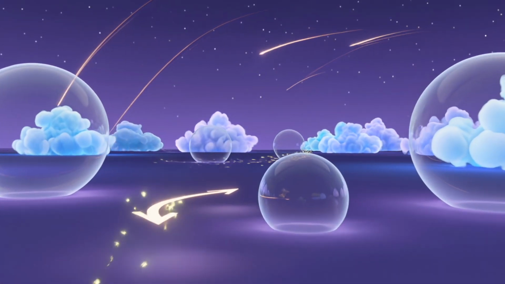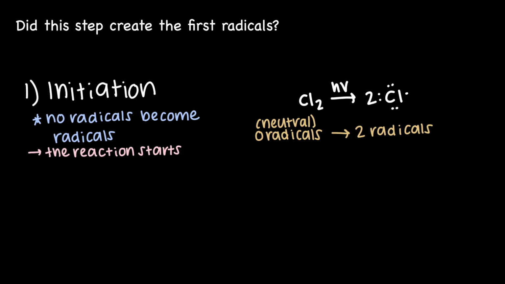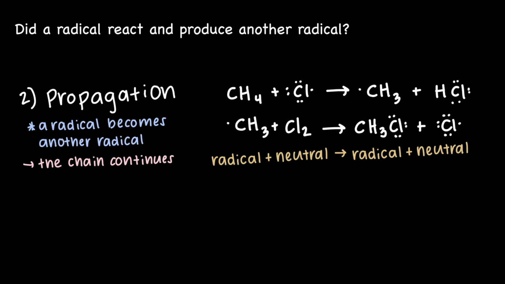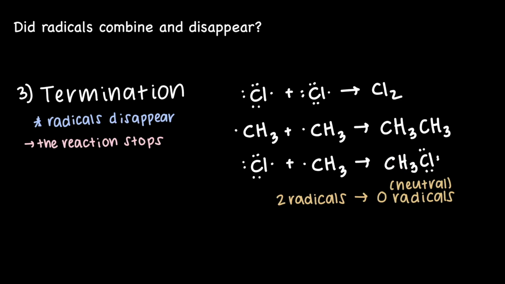Here's a quick way to identify them on an exam. Ask yourself these questions. Did this step create the first radicals? If yes, it is initiation. Did a radical react and produce another radical? If yes, it is propagation. Did radicals combine and disappear? If yes, it is termination.